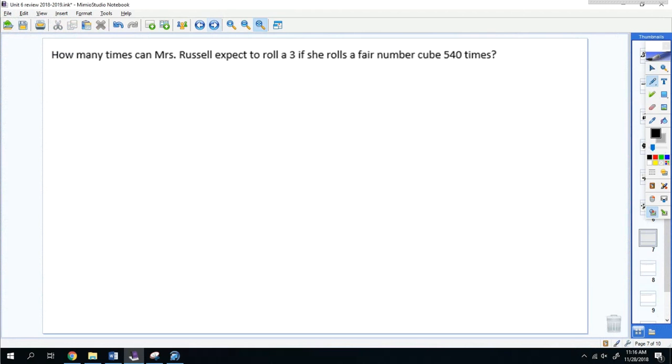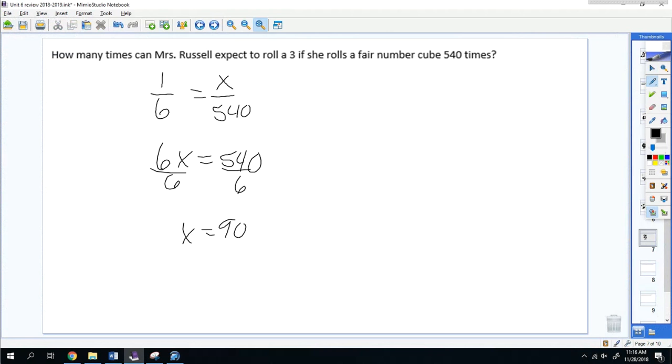Hey, number 7. How many times can Miss Russell expect to roll a 3 if she rolls a fair number cube 540 times? Well, the probability of rolling a 3 is 1/6. So you can do 1/6 is equal to x over 540. So you can cross multiply, you get 6x equals 540. Divide by 6, you get x equals 90.